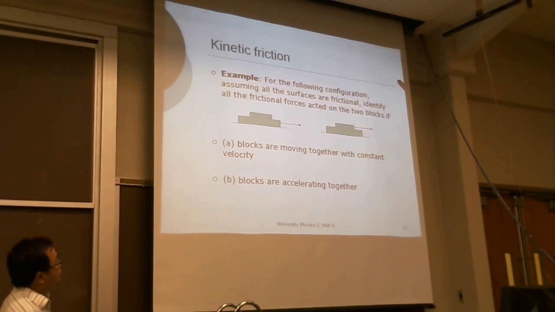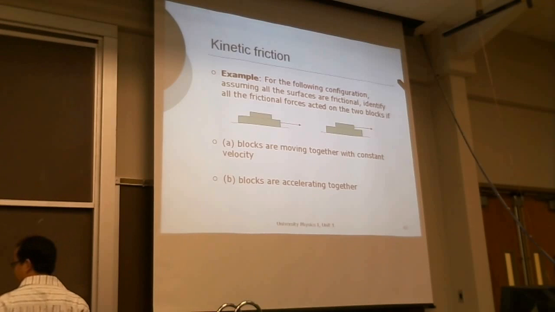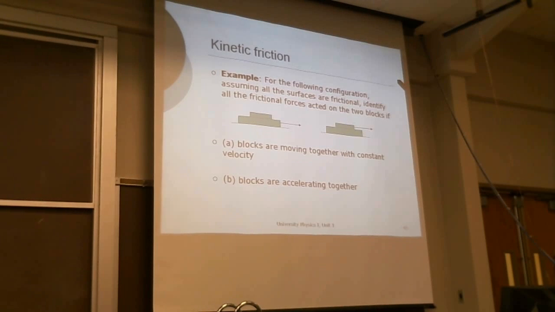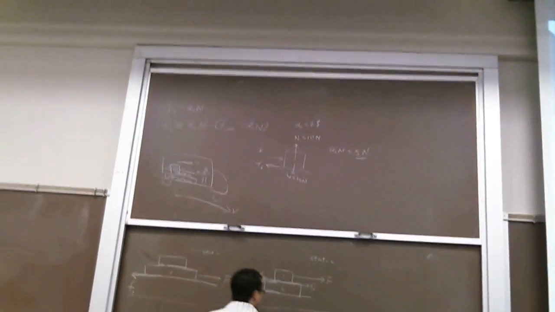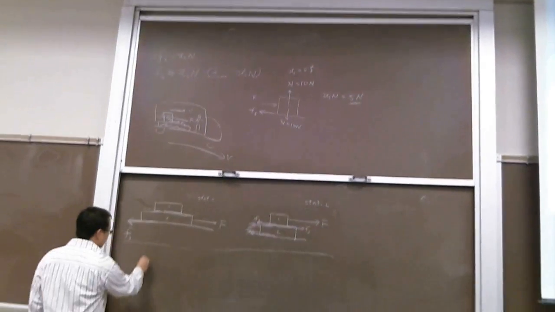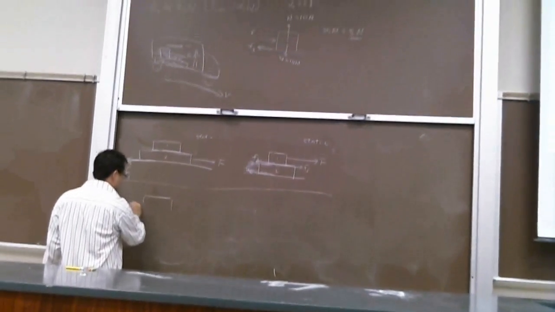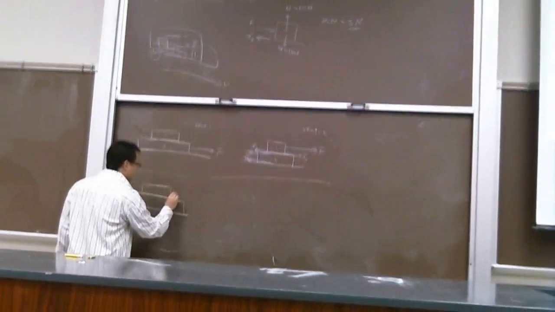If A, blocks are moving together with constant velocity. B, blocks are accelerating together. So this is static. Okay, this is static. We keep it here, and then let's look at if I still have the two situation. Okay.